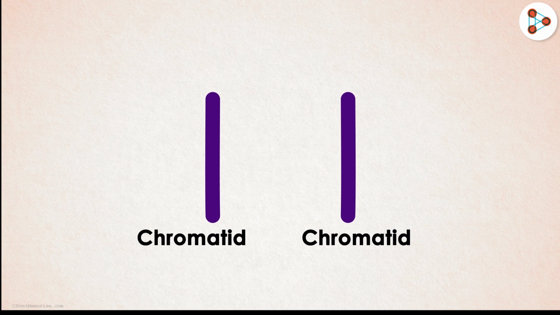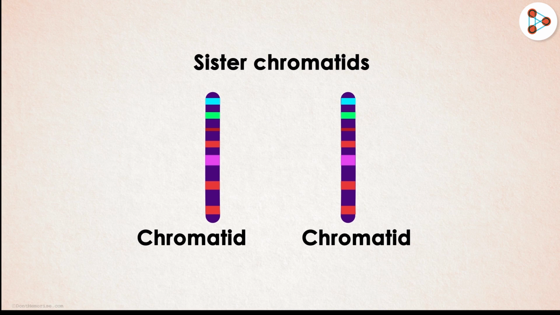In our last video, I had asked you one important question. Do you remember what it was? Are the two chromatids made up of similar DNA base pairs? As a matter of fact, yes they are. The two chromatids are referred to as sister chromatids. They have the same DNA base pair sequences.